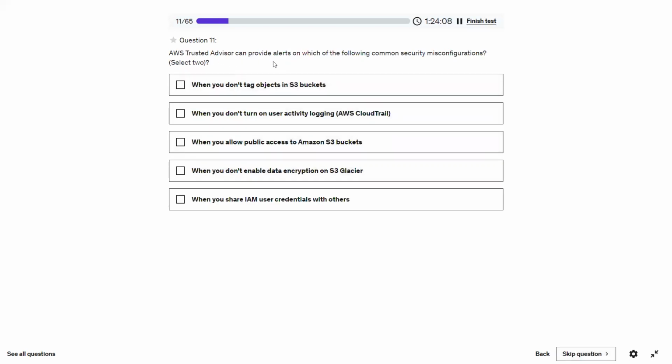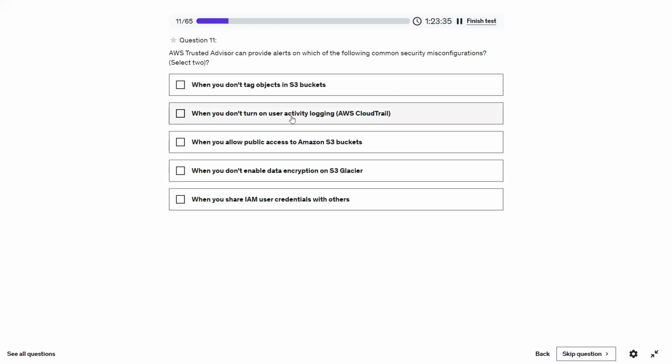AWS Trusted Advisor can provide alerts on which of the following common security misconfigurations? AWS Trusted Advisor is one of the services that can provide you alerts on security and performance. It generally monitors and recommends or provides some alerts. When you don't tag objects in an S3 bucket: wrong, because I don't think this is security. It's up to us whether we want to tag or not.